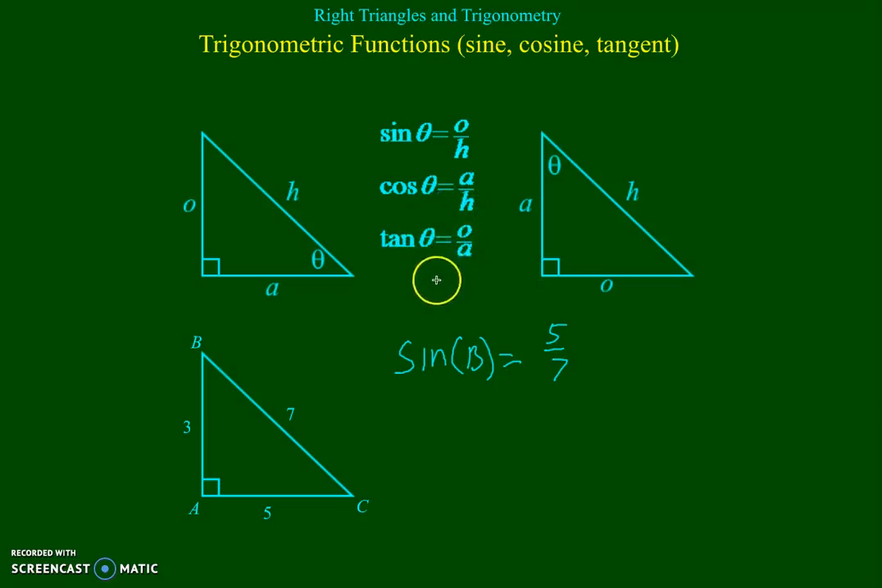Now how it's used is you always start at your target angle. In this case, our target angle is angle B. So we start at angle B, and we run through the limerick.